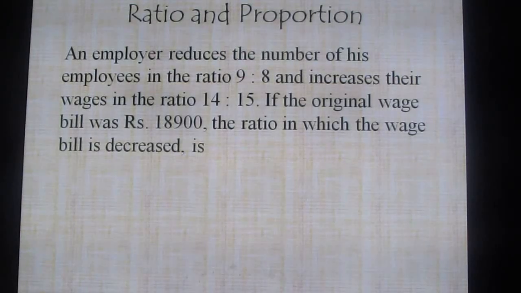An employer reduces the number of his employees in the ratio 9:8 and increases the wages in the ratio 14:15. If the original wage bill was rupees 18,900, the ratio in which the wage bill is decreased is? How to do this question? When you observe this question, the first line talks about a reduction in the number of employees, and the second line speaks about an increase in their wages, right?